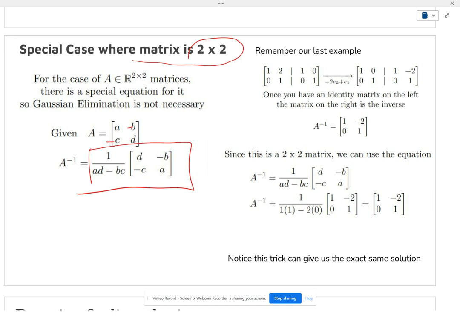So this equation here allows you to just do 2 by 2s really quickly. You essentially find the difference between this and this, do a couple of rotations, and you automatically get A inverse. Now, this is only for 2 by 2. For other ones, you have to go through the Gaussian elimination.